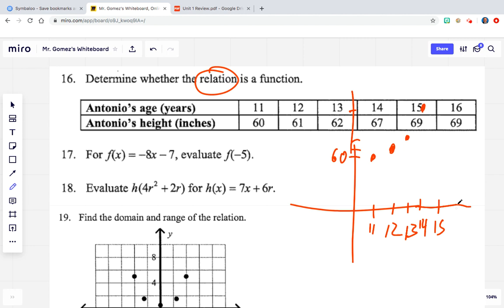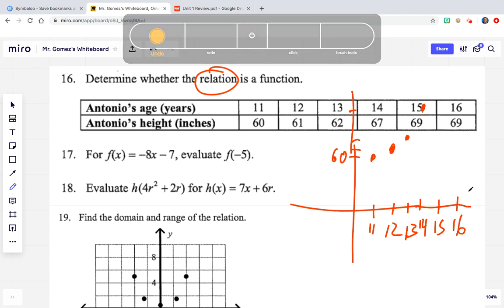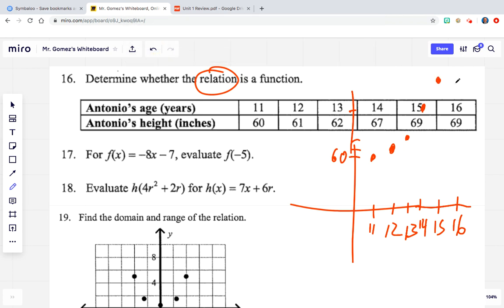15 will be at 69, and 16 will be at 69. So let's put 16 here, and 69 is about here, and 69 is about right there. Nonetheless, they pass the vertical line test. If I had a vertical line that I was just scrolling over to the right, none of them would, like we said in class, double beep, if you will. They wouldn't have one x value with two different y values, thus passing the vertical line test.